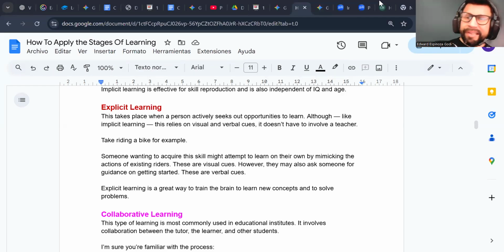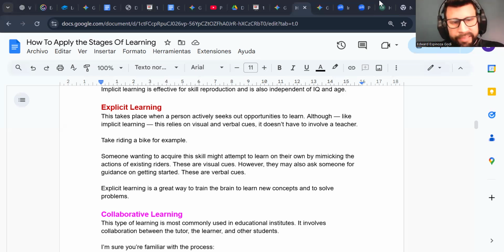Explicit. So we have implicit and we have explicit learning. This takes place when a person actively seeks out opportunities to learn. Although, like implicit learning, this relies on visual and verbal cues, it doesn't have to involve a teacher precisely. So this basically, my dear students, is when you put yourself in communities, or when you take the first step to ask for directions in English, or to be part of a group and all.